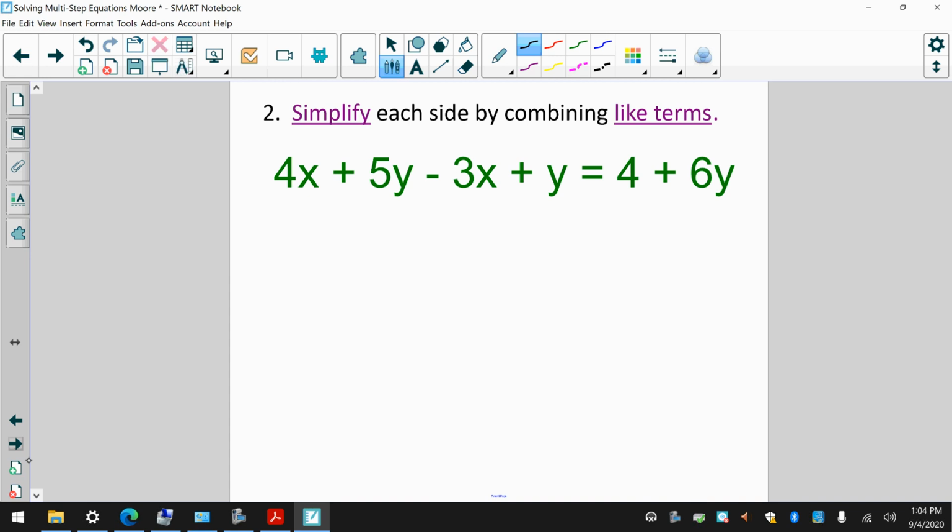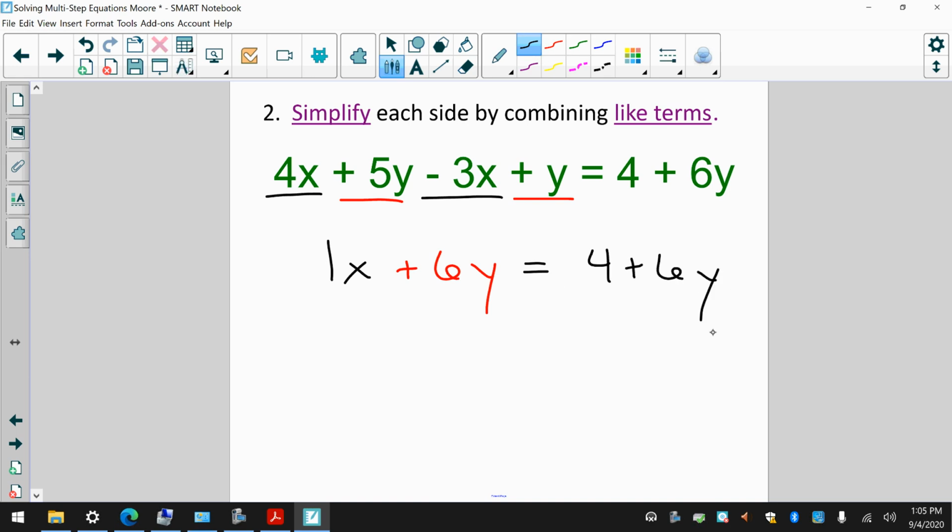However, if you have 10 Skittles in a bag and you add 10 more Skittles, since they are alike, you now have 20 Skittles. Same thing with X's and Y's. Here I have 4 X's. I cannot combine Y's, but I can subtract 3 X's. 4 X's minus 3 X's is 1 X. If I had 4 X's in my hand, you took away 3 of them, I'd have 1 left. Same thing with Y's. I have 5 Y's plus Y. That gives me 6 Y's. 5 plus 1 is 6. So I have plus 6Y. And on this side of the equation, there's nothing to combine, so that just leaves me with 4 plus 6Y.